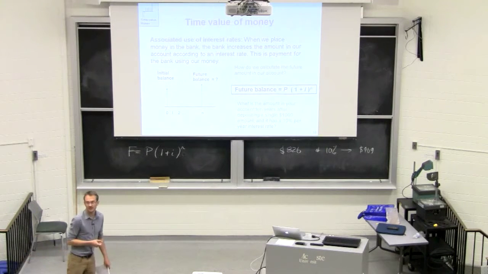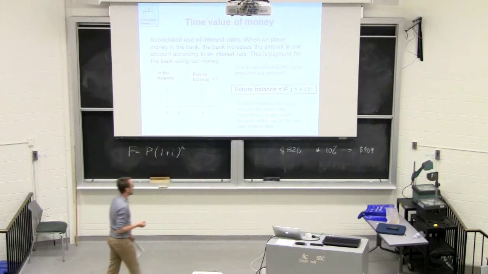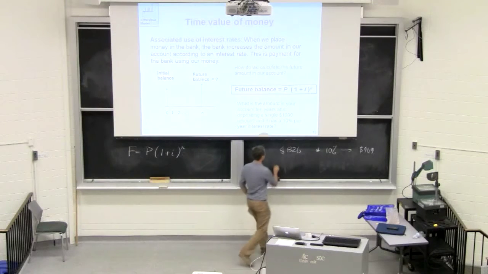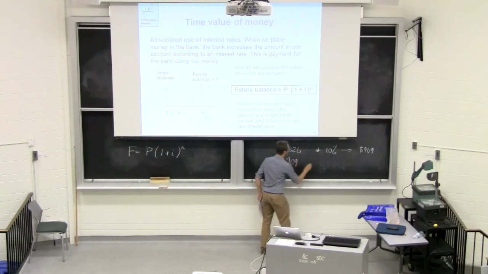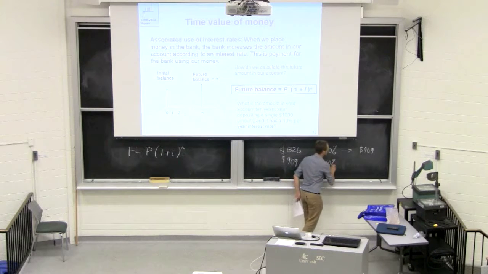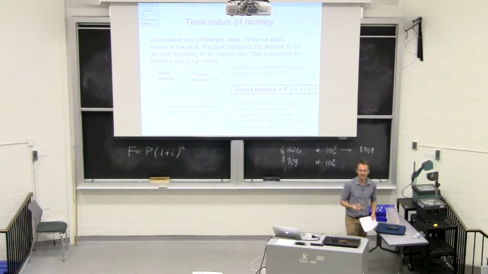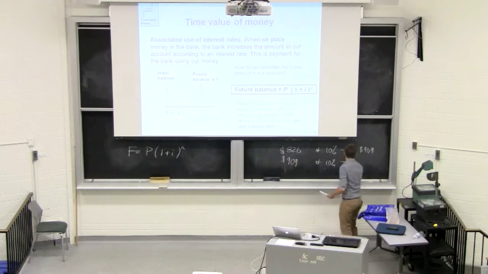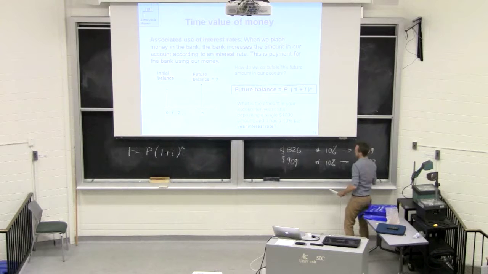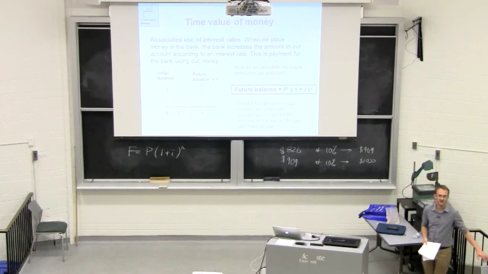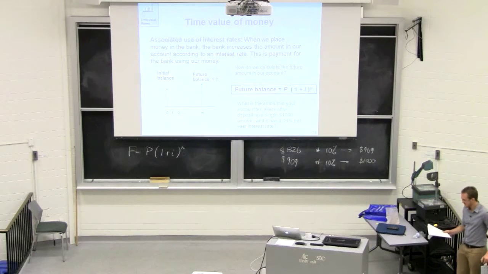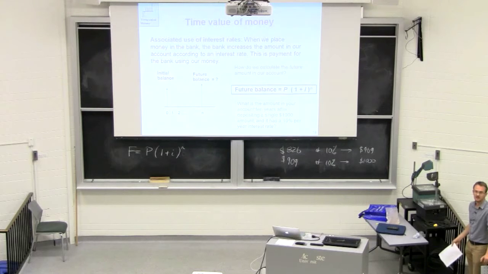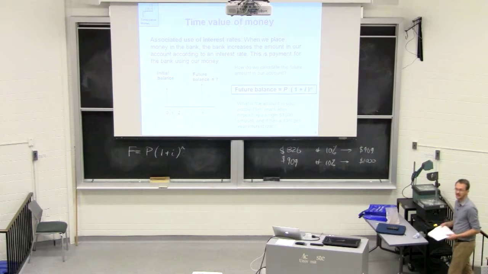If you reinvest that money for another year, so now you're going into your second year, what is that worth at the end of that second year? 1,000. Okay, so after that second year, you have 1,000. If you invest that again at 10%, you get 1,100. You invest it for another period of time, you get 1,210. So that money is growing at that interest rate I.